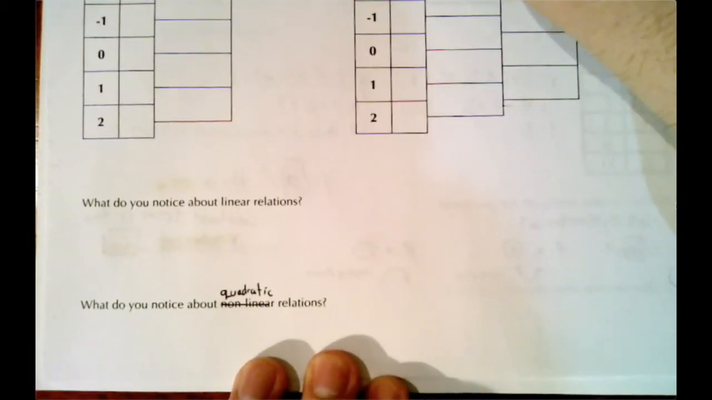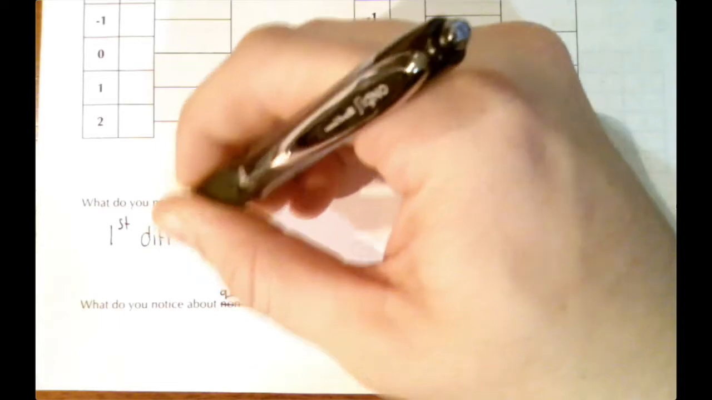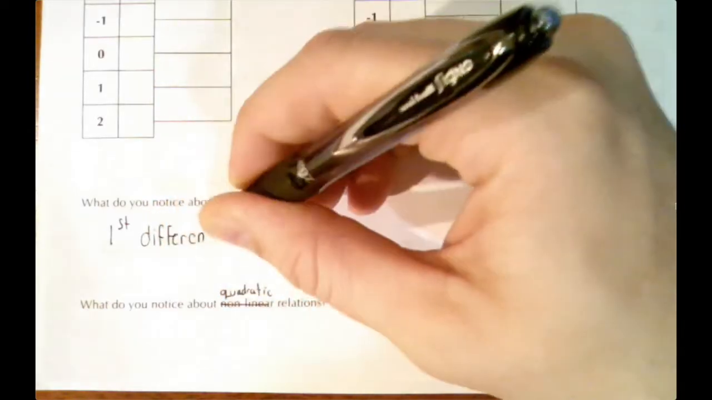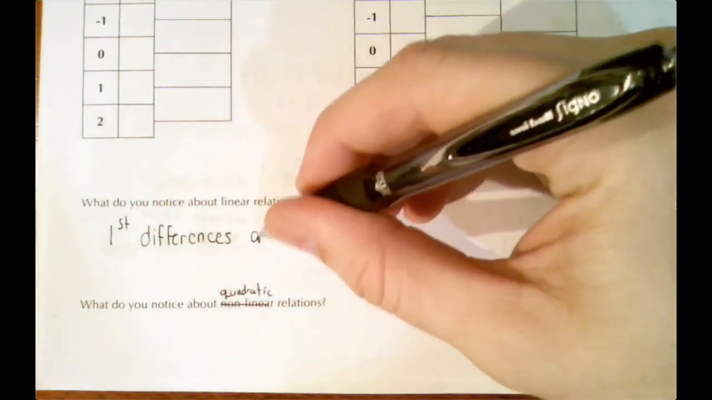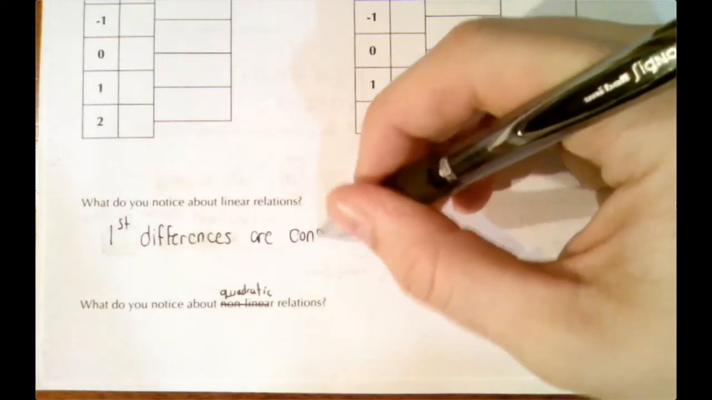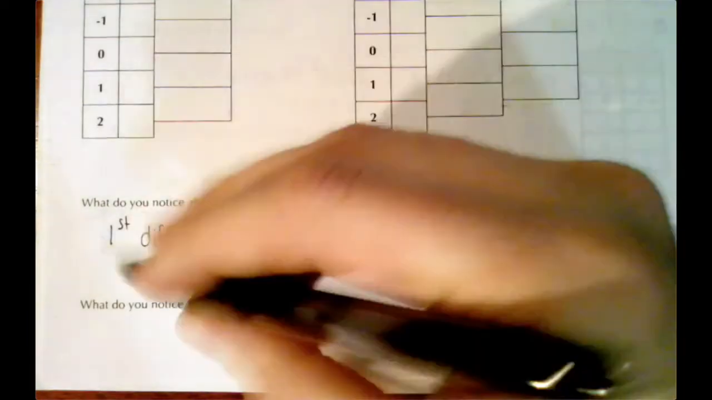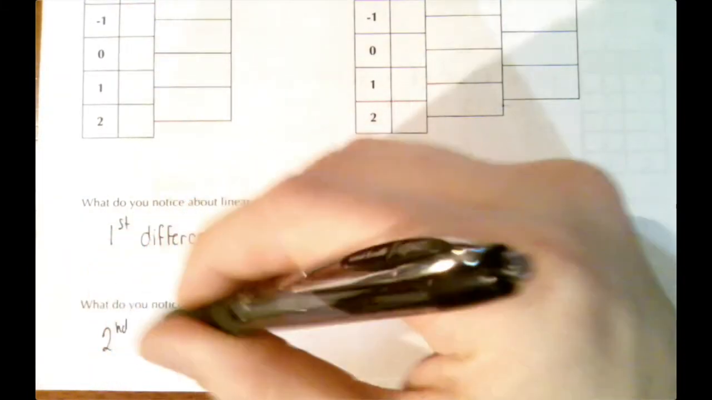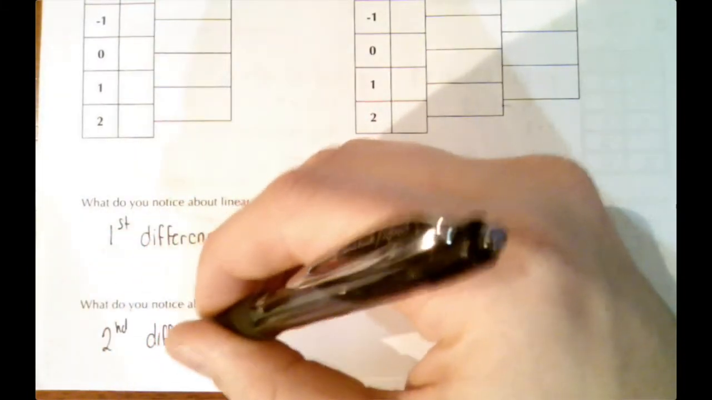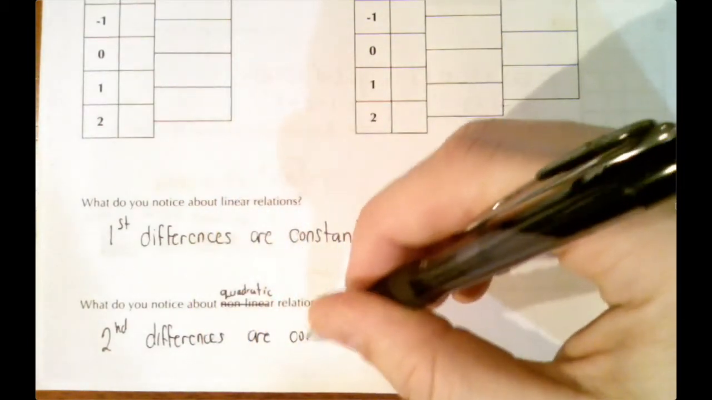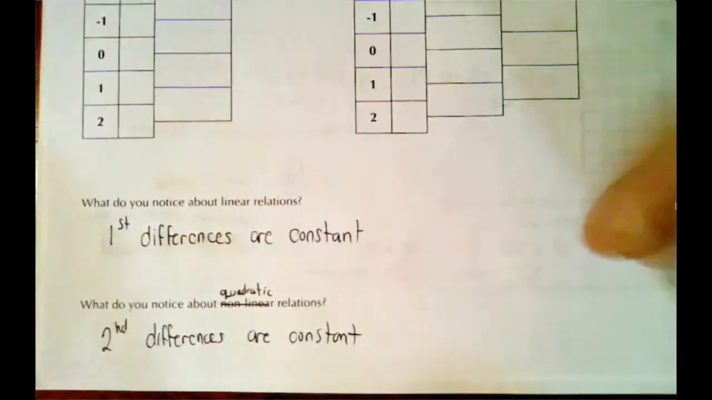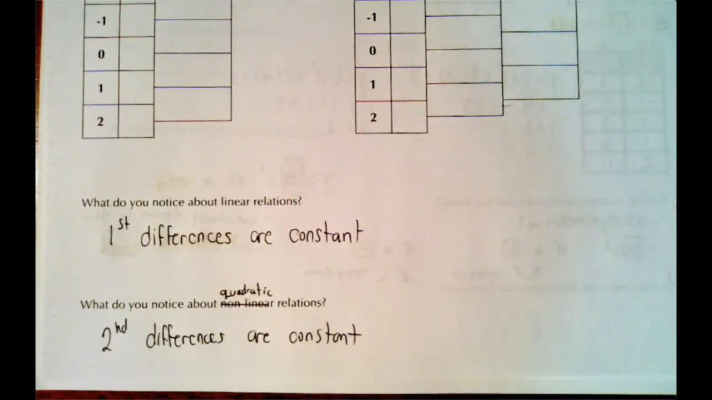Our conclusions down here on the bottom. What do you notice about linear relations? All you need to notice is that the first differences are constant. I kind of already said it and highlighted it, but for completeness, let's fill it in. And for quadratic relations, it said nonlinear, I want it to be quadratic. These second differences are constant. And there we have it. That's finite differences.